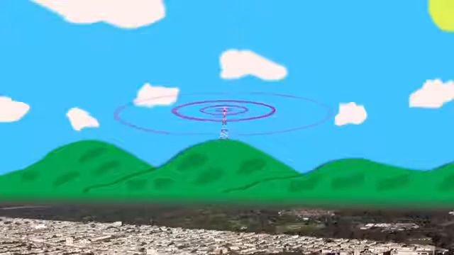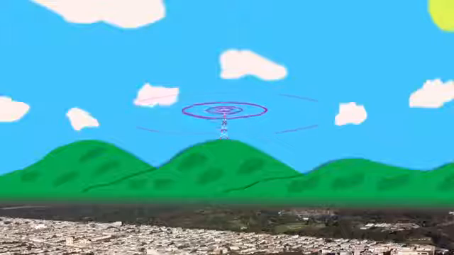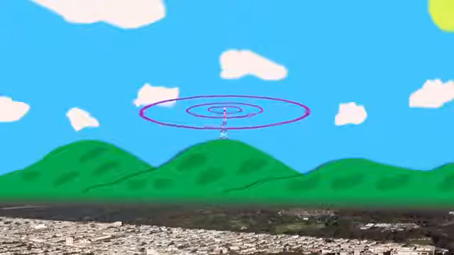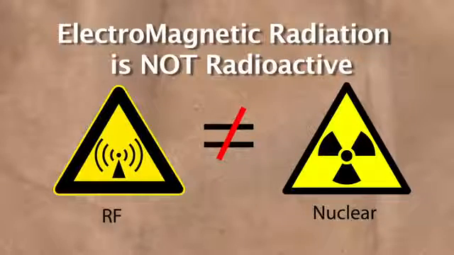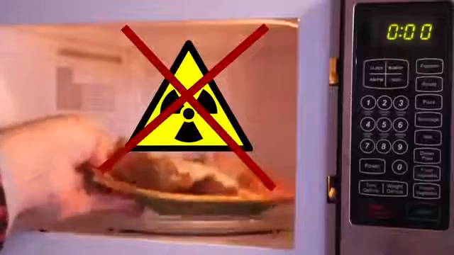RF is said to radiate and is referred to as electromagnetic radiation. But unlike nuclear radiation, which is harmful, radio waves are non-ionizing. The energy they contain is at a much lower level and is not capable of ionizing atoms, which is what makes nuclear radiation dangerous. So while electromagnetic radiation will cook your food inside your microwave, it is not radioactive.